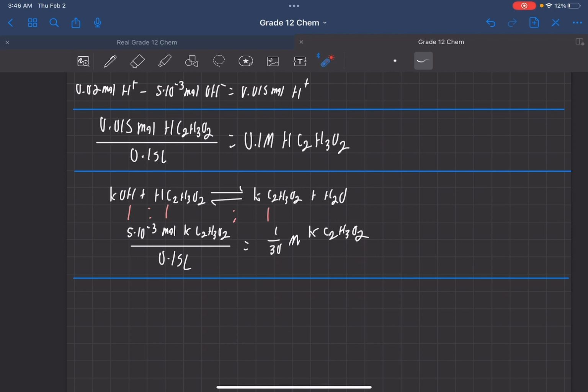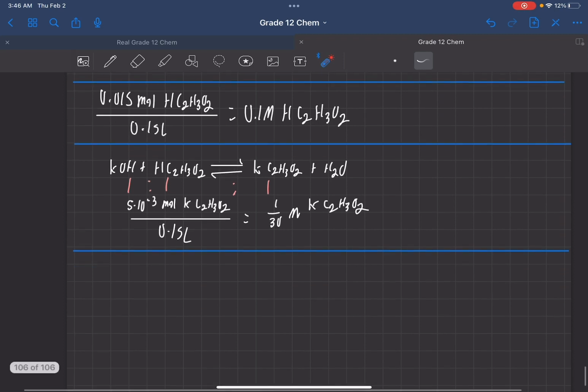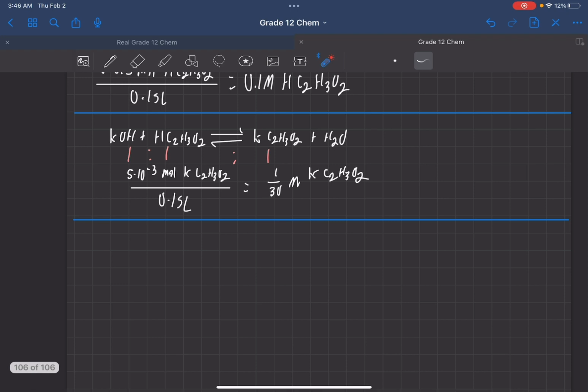Whereas, although this ethanoic acid is pretty weak, and this ethanoate ion is also pretty weak, this ethanoate ion is still going to dissociate a bit, and it's still going to contribute to the pH. It's still going to receive an H plus ion, contributing to the hydroxide in the solution. So we're going to have to include that in our ICE table.